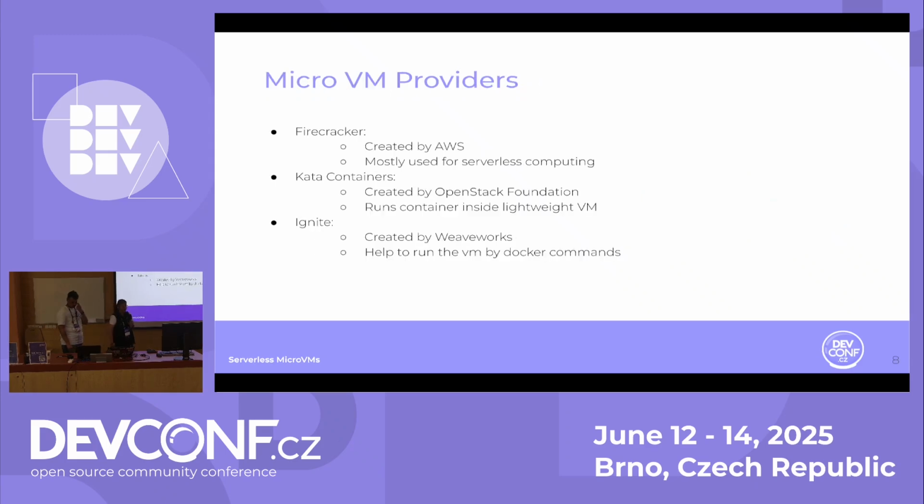There are some micro-VM providers. We have listed some of them here. The first one is Firecracker, which was created by AWS, and it was mostly used for serverless computing by AWS Lambda and AWS Fargate. Next came Kata Containers. Kata Containers best suits you if you want to integrate your micro-VM with Kubernetes, and it was developed by the OpenStack Foundation. Then came Ignite. Ignite is similar to Firecracker, but for the ease of the user, Ignite came into the picture, and it was created by Weaveworks. We will understand all these in depth.